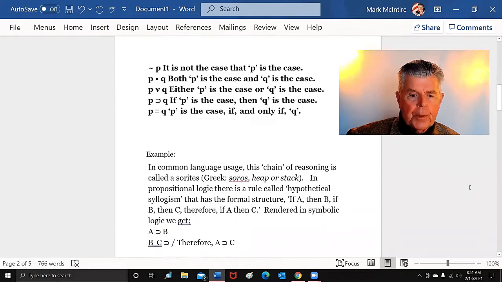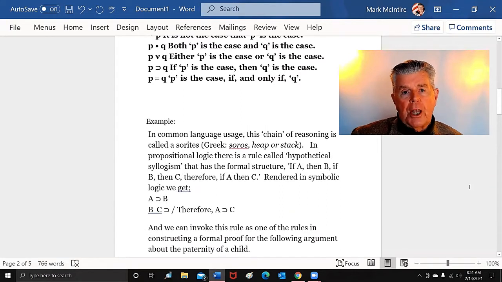Now, in common language, this chain of reasoning is called a sorites, from the Greek word soros, which means heap or stack. In propositional logic, there is a rule called hypothetical syllogism. This is a very common structure. We use this all the time. If A is the case, then B is the case. If B is the case, then C is the case. And then therefore, if A is the case, then C is the case.